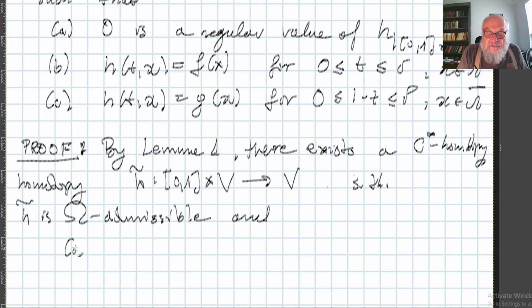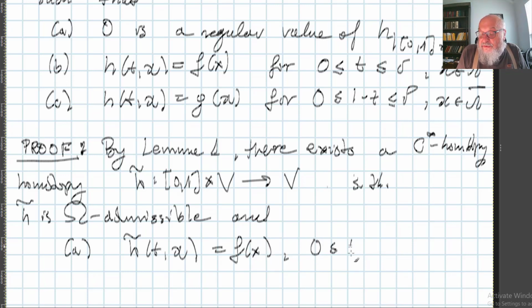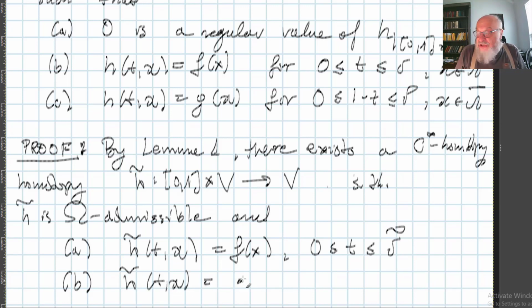and we have here two conditions: A, H tilde t x is equal to f of x if 0 smaller t smaller than delta tilde, and B, H tilde of t x is equal g of x if 0 smaller 1 minus t smaller than delta tilde.